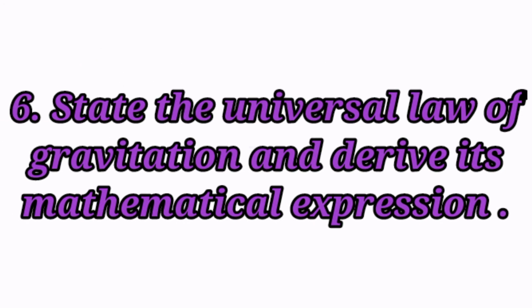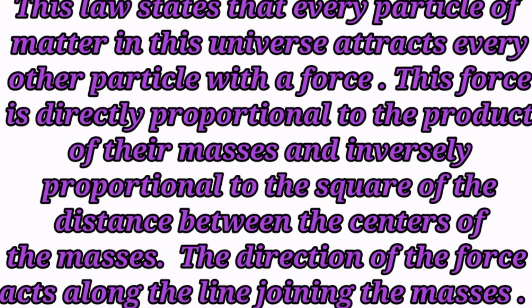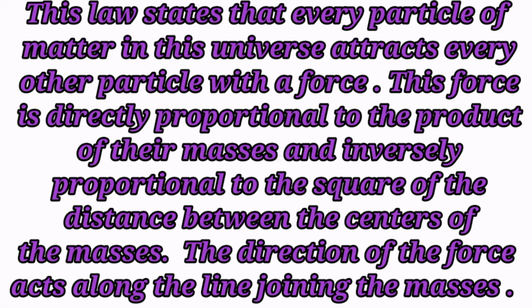Sixth question. State the universal law of gravitation and derive its mathematical expression. This law states that every particle of matter in this universe attracts every other particle with a force. This force is directly proportional to the product of their masses and inversely proportional to the square of the distance between the centers of these masses. The direction of the force acts along the line joining the masses.